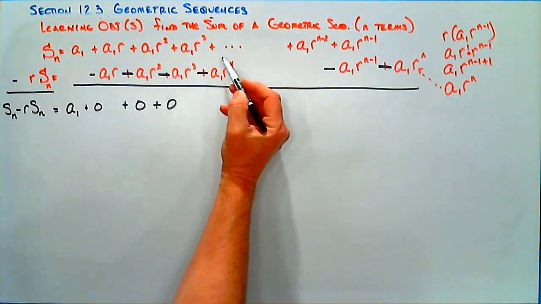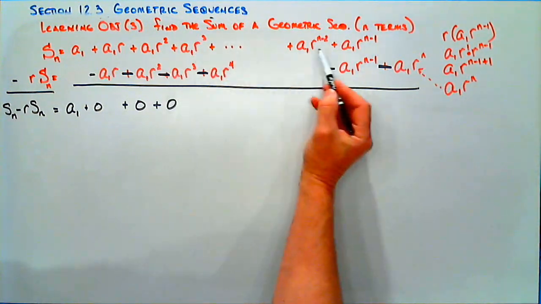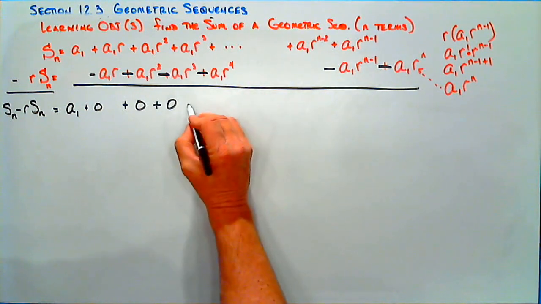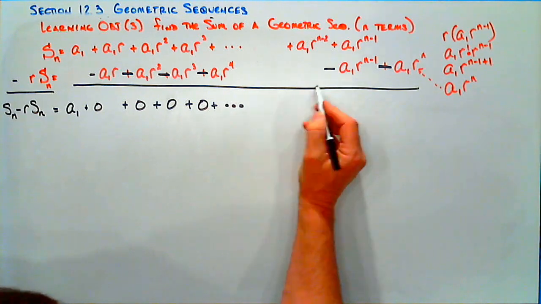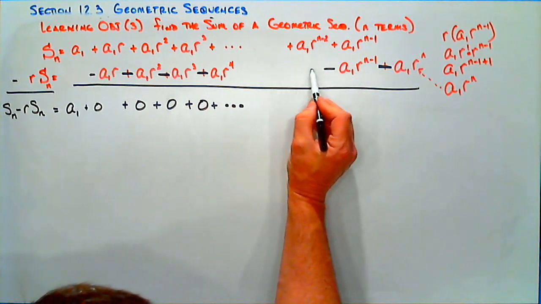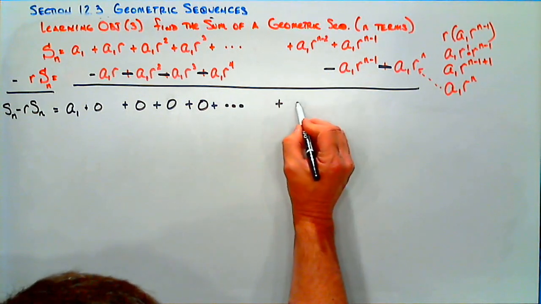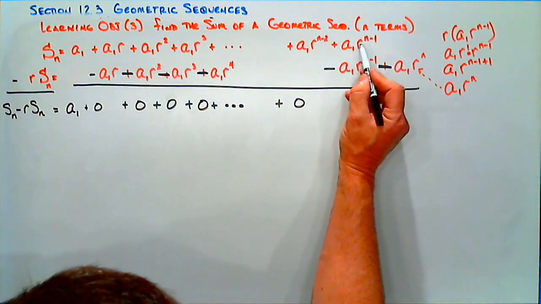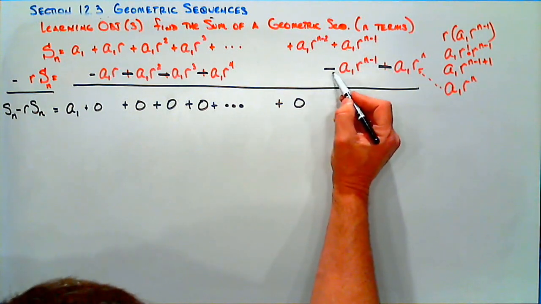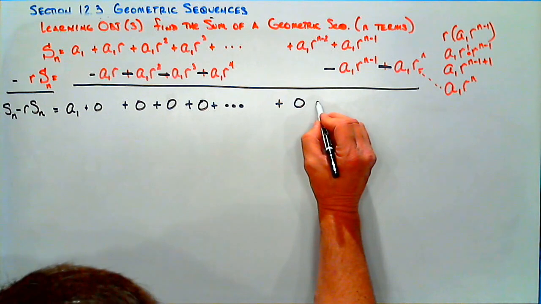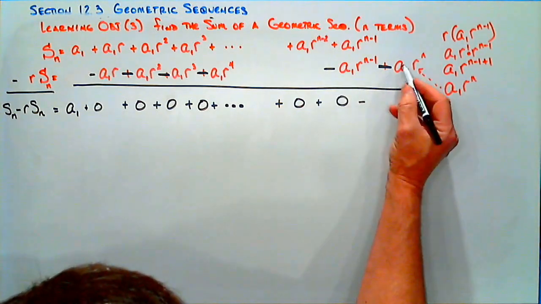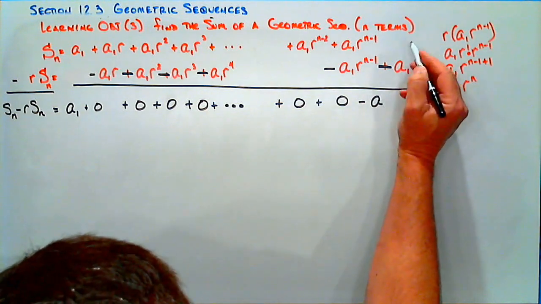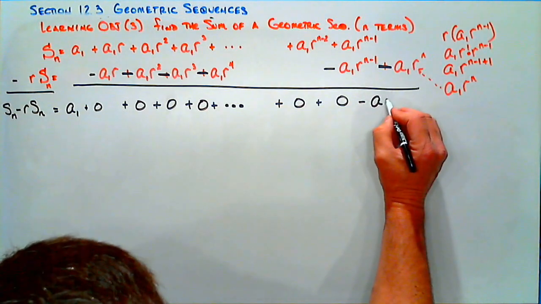Now there's going to be an a1r to the 4th up here. We didn't write all the terms. It's going to cancel this one. All we're going to get is this endless string of zeros. This one's going to be canceling one down here. That's also going to be a 0. This a1r to the n minus 1, here's a minus a1r to the n minus 1. That's also going to be 0. And what happens down here? Well, down here, this comes down because there's no term up here to cancel it.